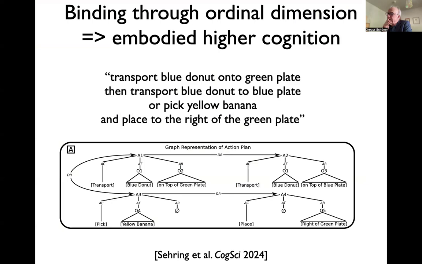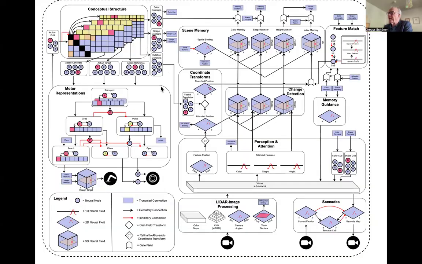Last example, you can do the same for action, right? This was perceptual grounding. This is embodied, so action. Like you have this complicated phrase, transport the blue donut onto a green plate, then transport the blue donut to the blue plate, and so on. All this is sort of represented here in a classical syntax diagram of such action. There's a subtle difference between action and perceptual grounding, but I'm glossing over that, not explaining that in any detail.